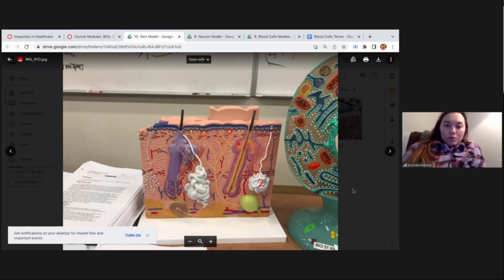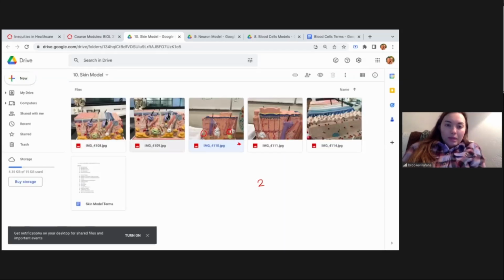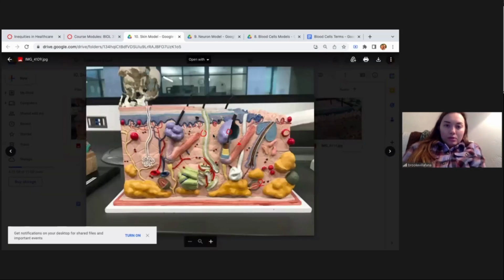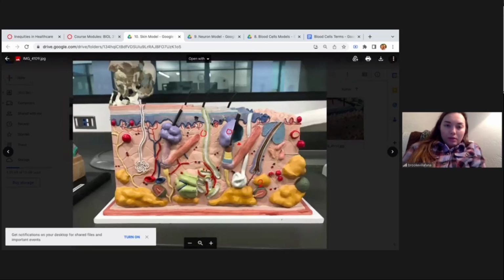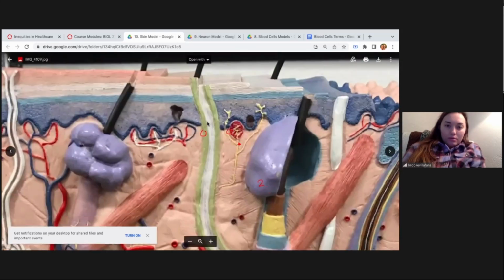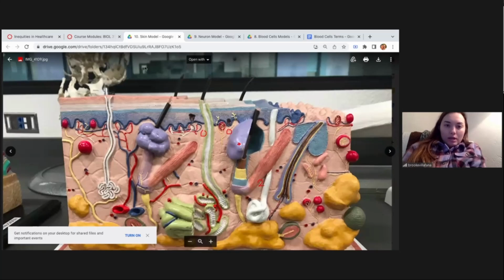So let's do this big model. The first thing that we can look at, and I'll try to zoom, but not that close, so you guys can see the 5 layers of the skin, right? On this model, we label the 5 layers of the skin. It starts out with this bottom layer, this dark blue line. That's what makes the skin pigmented or non-pigmented.